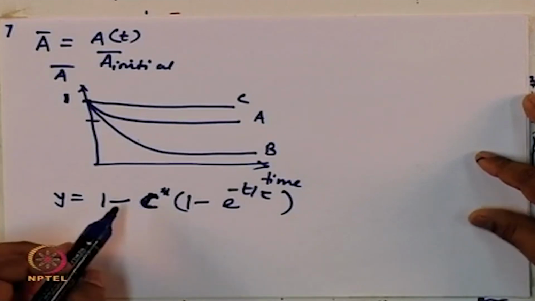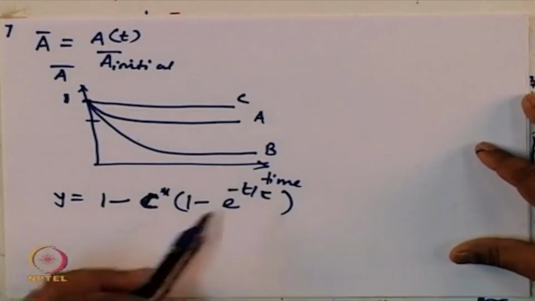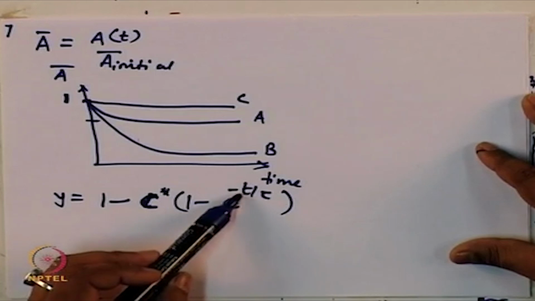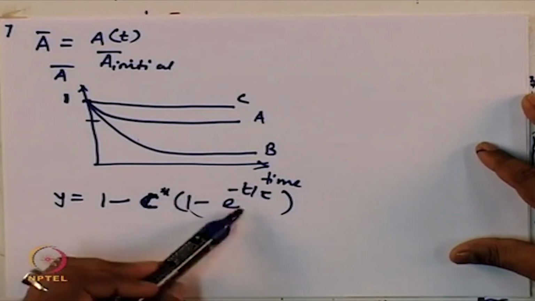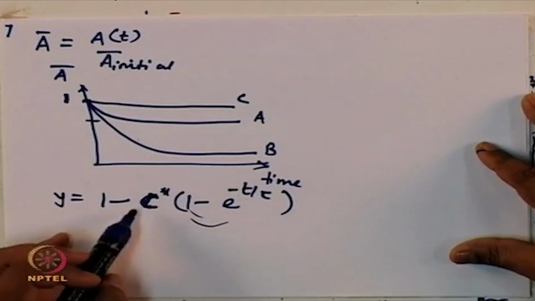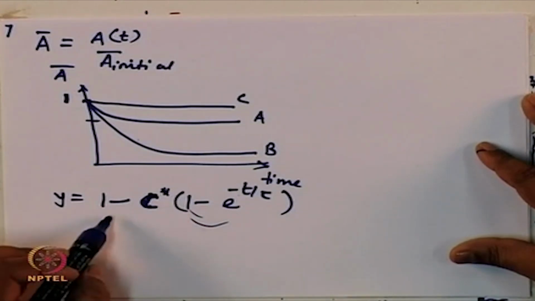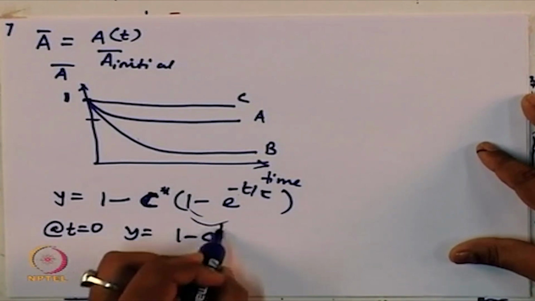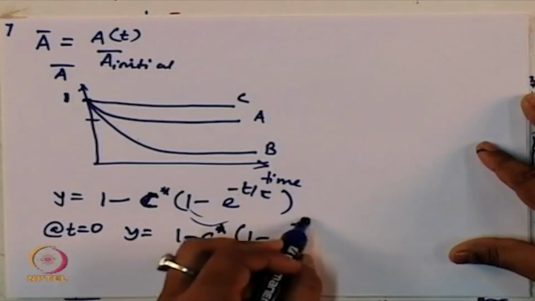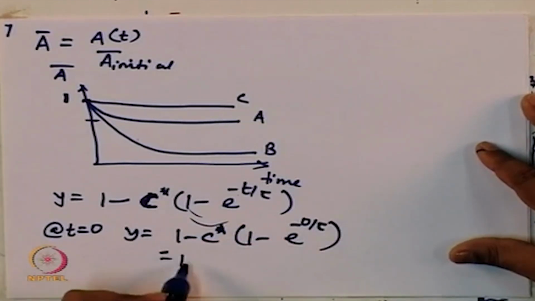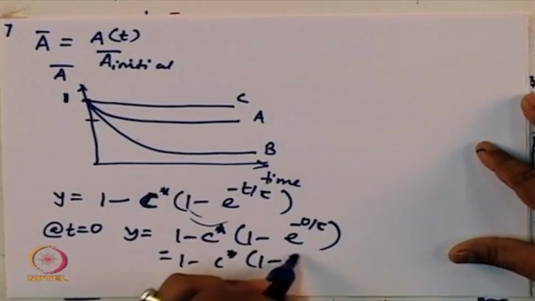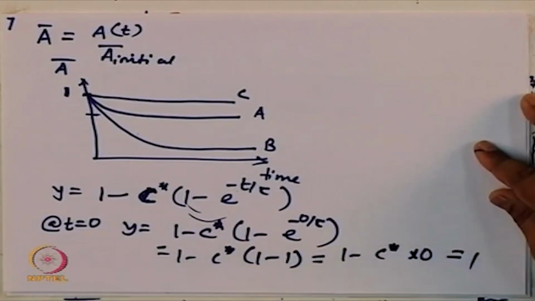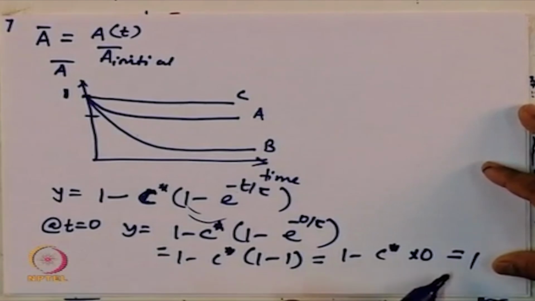What is the basis of my using this particular equation? Let us see what is happening to this equation when t is equal to 0. When t is equal to 0, the term 1 minus e to the power minus 0 by tau returns a value of 0. So, C star multiplied by 0, then y should give me a value of 1. So, y is equal to 1 minus C star into 1 minus 1, which is 1 minus C star into 0, equal to 1. This equation is giving me a value of 1.